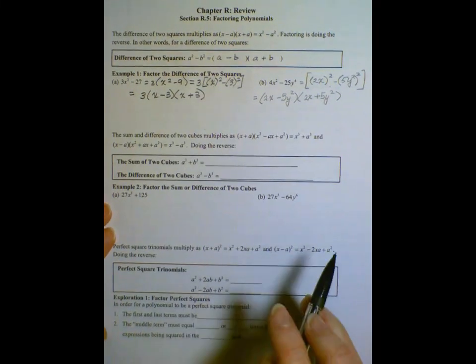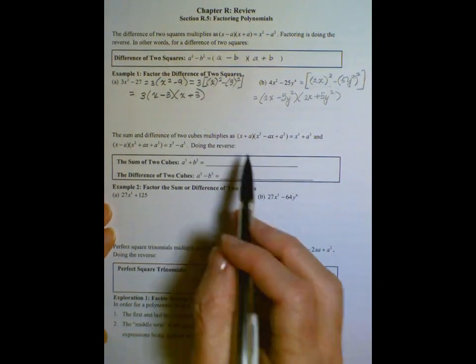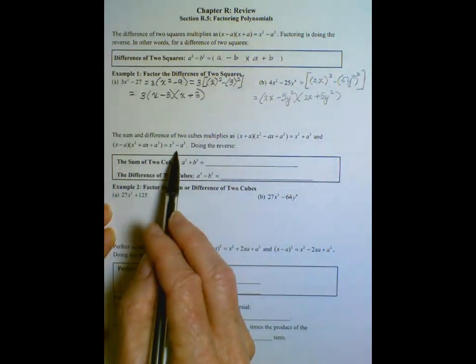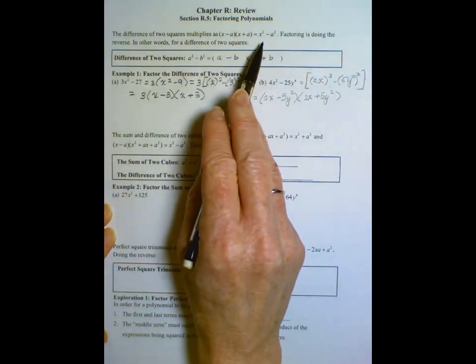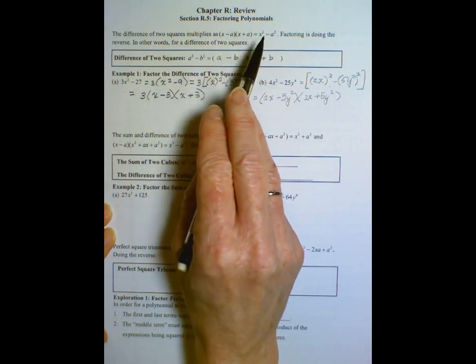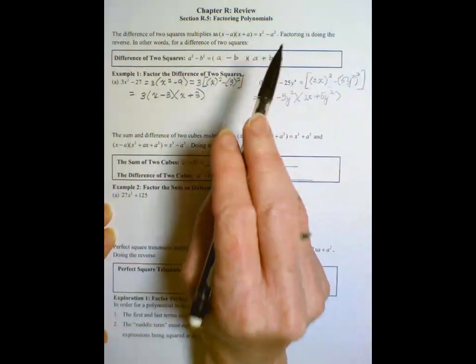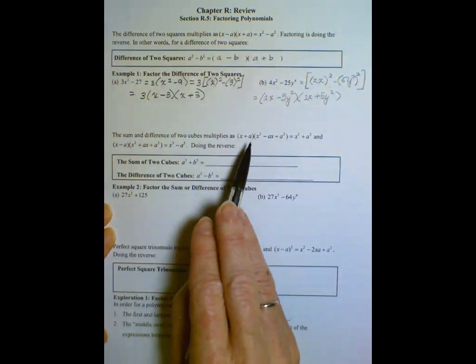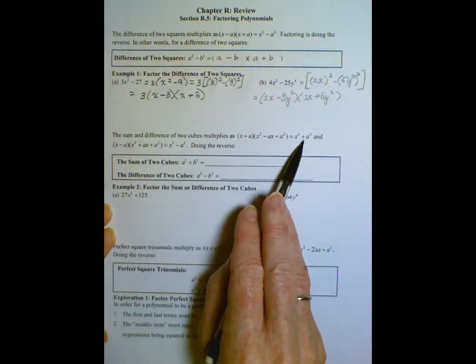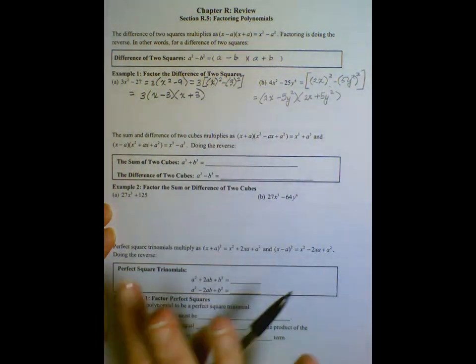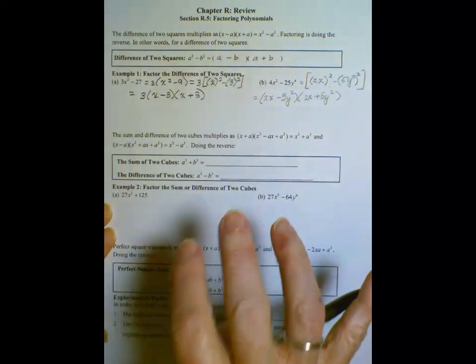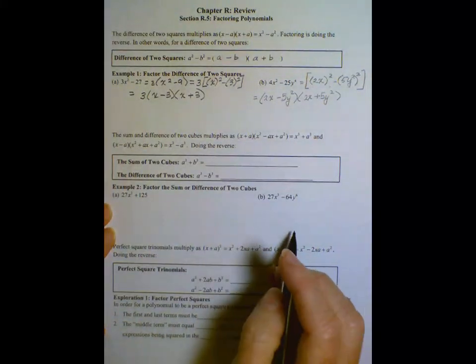Now let's look at the sum and difference of two cubes. They start by showing you how you can multiply to get, now this is sum and difference. Notice we didn't have a sum of squares. The sum of two squares does not factor, okay? But the sum of two cubes and the difference of two cubes both will factor. And their patterns are very, very similar. So if you learn one, the other one is very simple.